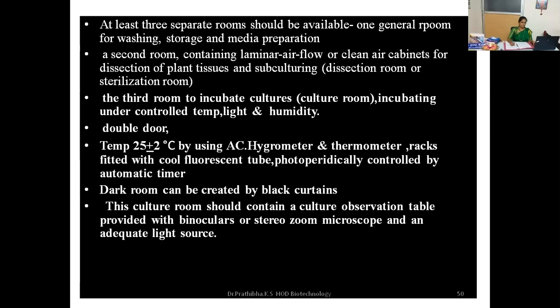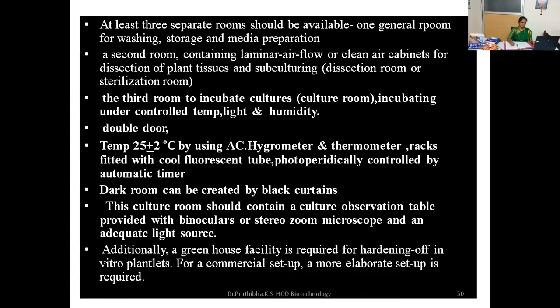In the incubation room, our culture room should contain a culture observation table, which, if possible, should be provided with binoculars or a stereo microscope, and there must be an adequate light source. It means we can use an artificial light source. Additionally, a greenhouse facility is required for hardening of in vitro plantlets. For a commercial setup, a more elaborate setup is required.